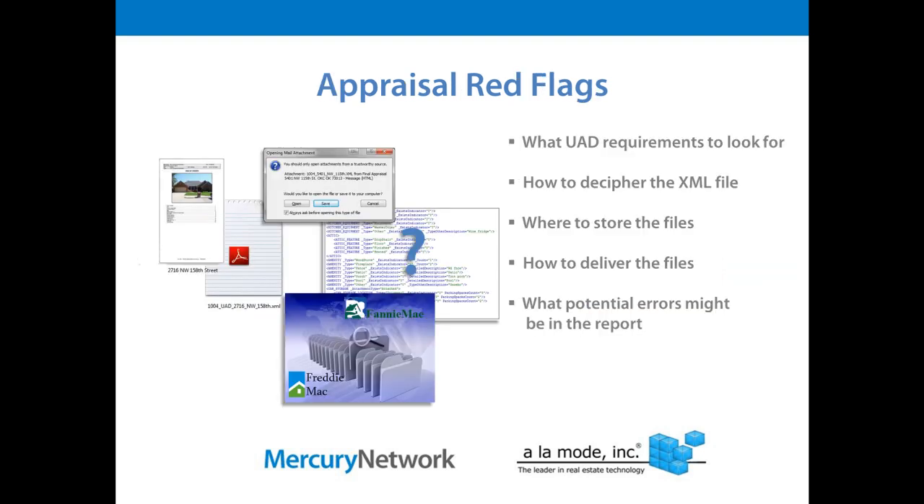Some of the other sides of it, when we're talking about the appraisal red flags and what's changed in the new UAD era, what are the UAD requirements to look for? Underwriters have a certain list that they're already looking for. They know the items in the appraisal that they might want to cause a revision request. But with the new UAD and the new XML rules, how are they going to decipher the XML file? Where are we now going to store those files? How to deliver those files to the UCDP? And what potential errors might be in the report?